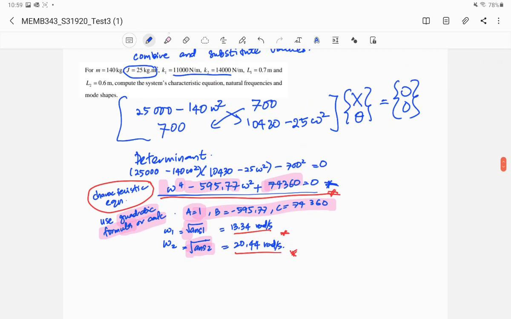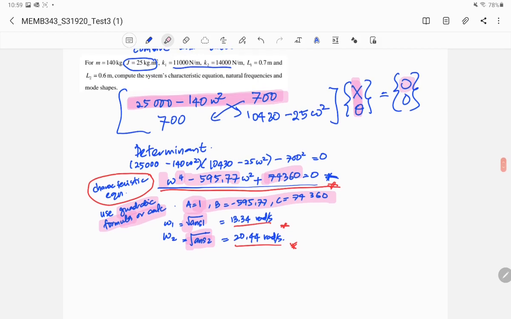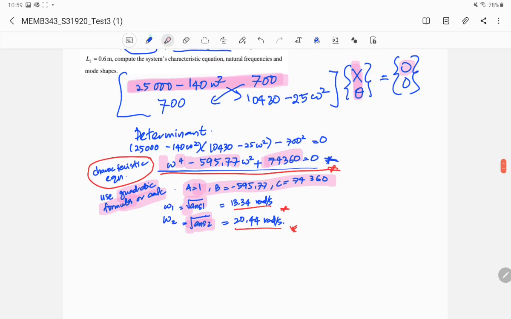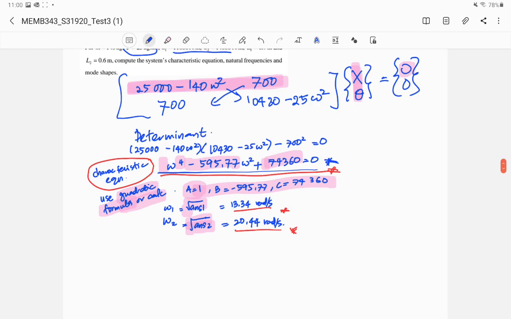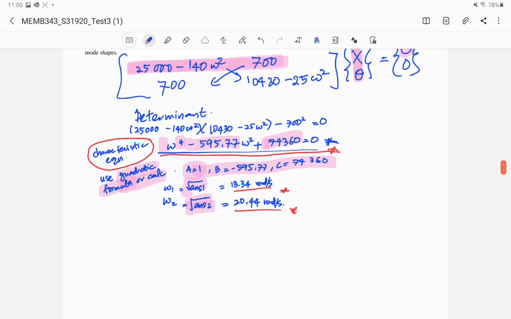If you remember, we have this equation. You just look at the first row of this equation. That will be the equation for you to substitute your omega. So based on that equation, when you want to substitute, you have to assume one value of x equals 1, and you want to solve for your theta.